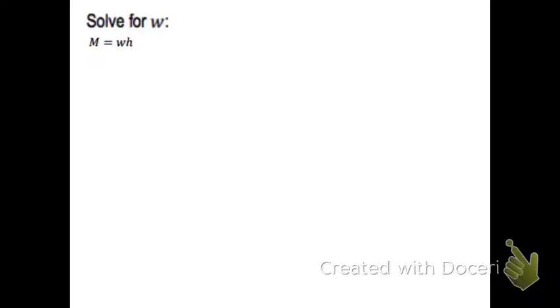Here we're going to go over several examples of solving literal equations. Literal equations are equations that have multiple variables, and we're just rearranging to solve for one of those variables.